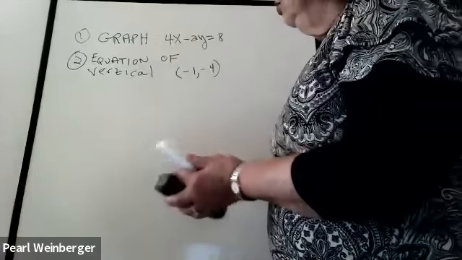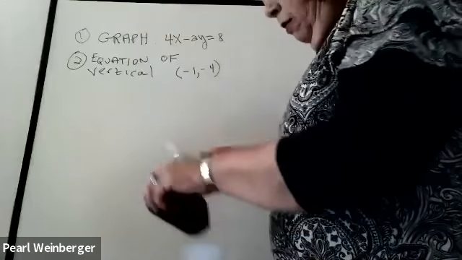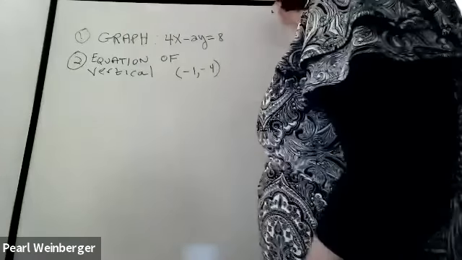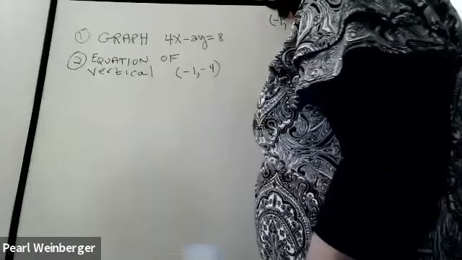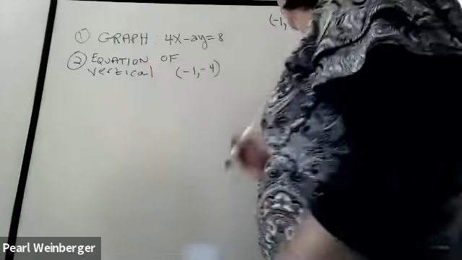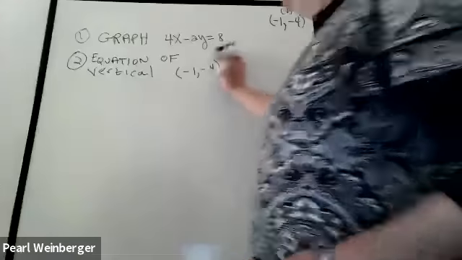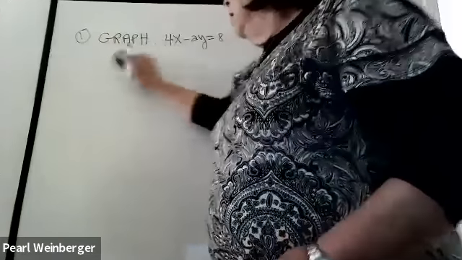Now I'm just going to erase, I'm going to put this on the side, (-1, -4). I want the vertical line. Keep that in mind, so I just need my board space. Okay.